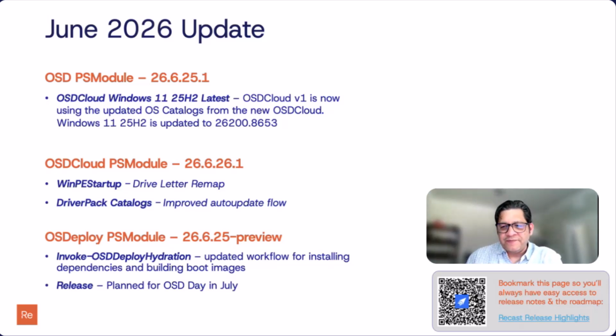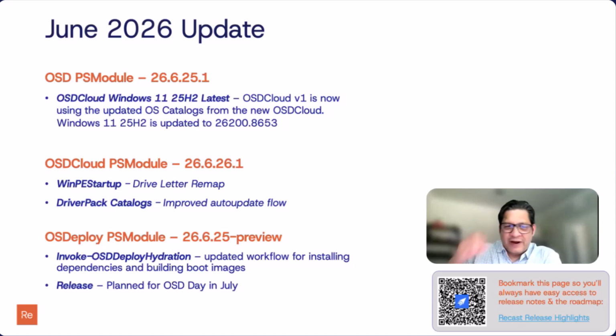So the updates for June. Just recently, all three modules have been updated within the last 2 days. The OSD PowerShell module gets the latest Windows 11 25H2. I believe that was stuck on September of last year. What's changed is it's using the new V2 catalogs now. So those have been updated. So we have parity there with OSDCloud V1 and V2.